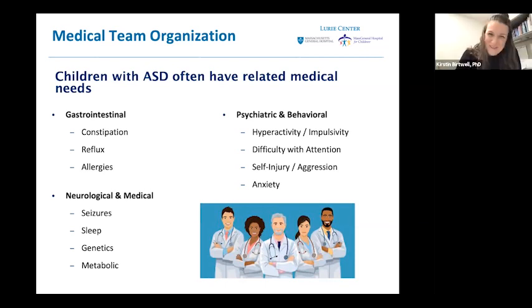Yeah. Okay, great. So we've already talked about this quite a bit, but children with autism often have pretty significant complications that extend well beyond autism.